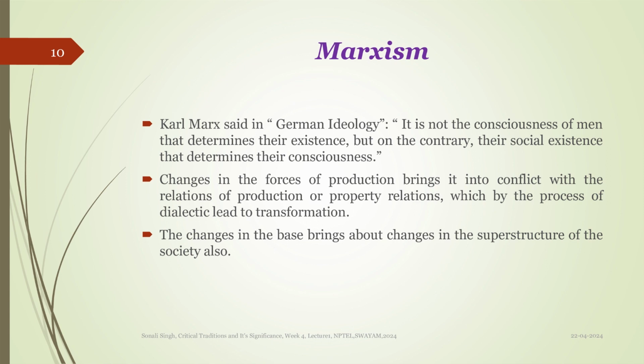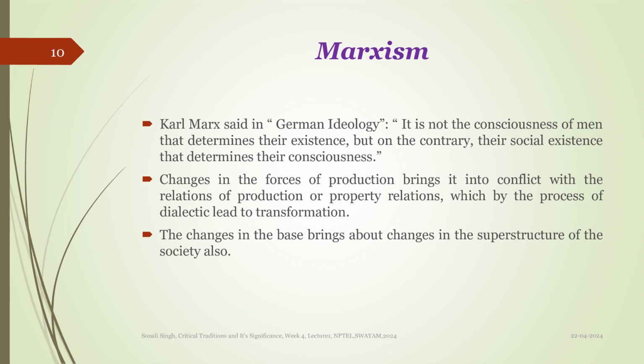Now, changes in the forces of production bring it into conflict with the relations of production or property relation, which by the process of dialectic leads to transformation. So, the next important argument given by Karl Marx is that whenever there is change in the means of production, it comes into conflict with the already prevalent relations of production, and there occurs a conflict or crisis, and by the process of dialectics it leads to the formation of a new society or new relations of production, which leads to transformation, which leads to change.